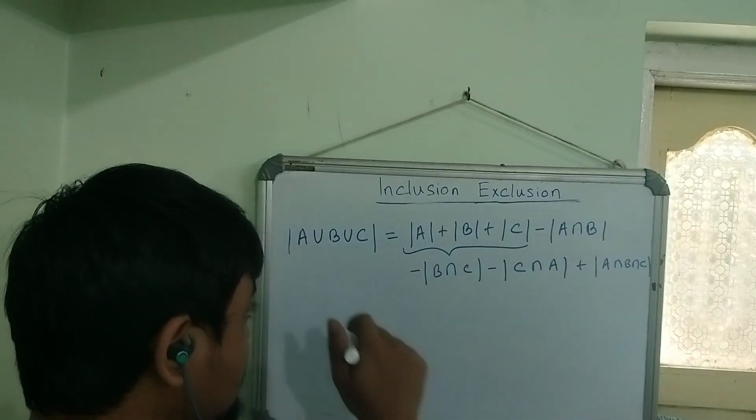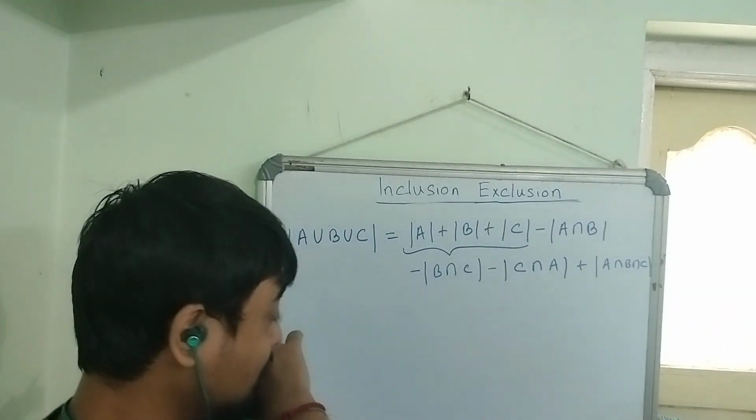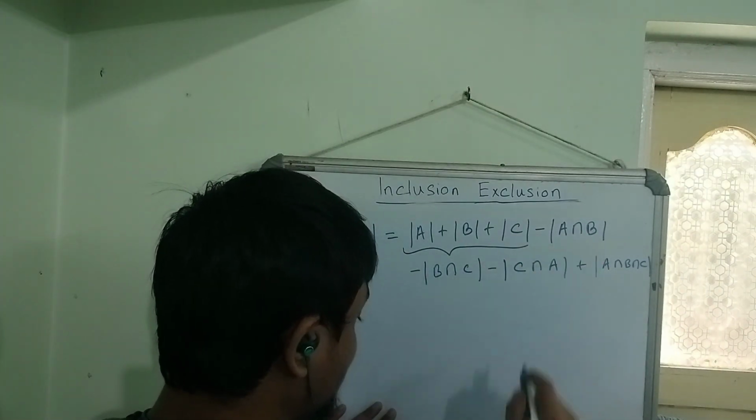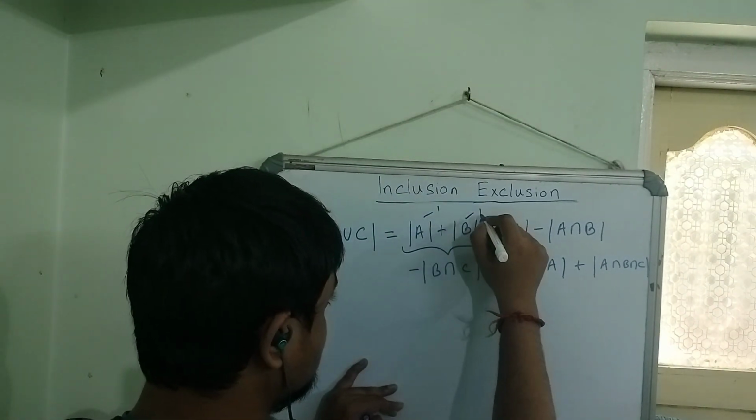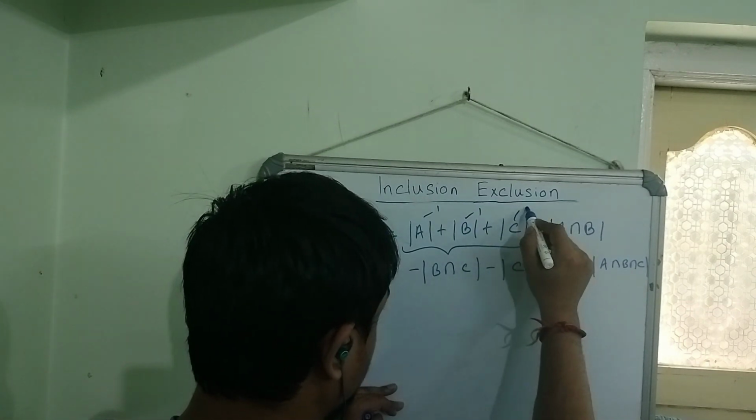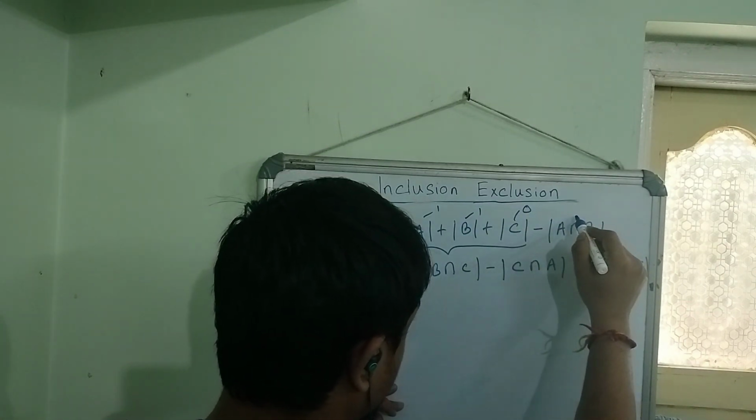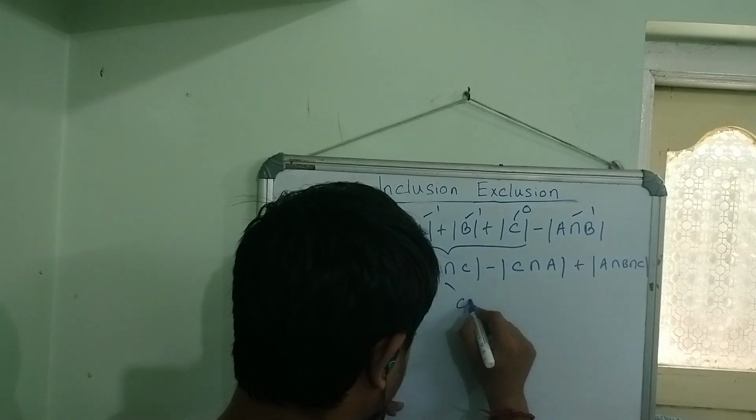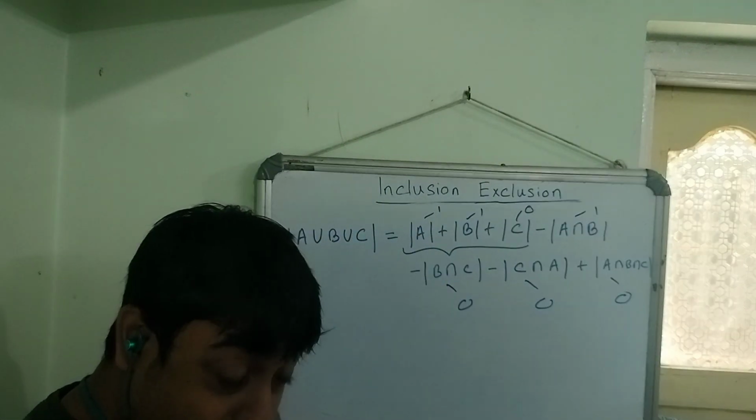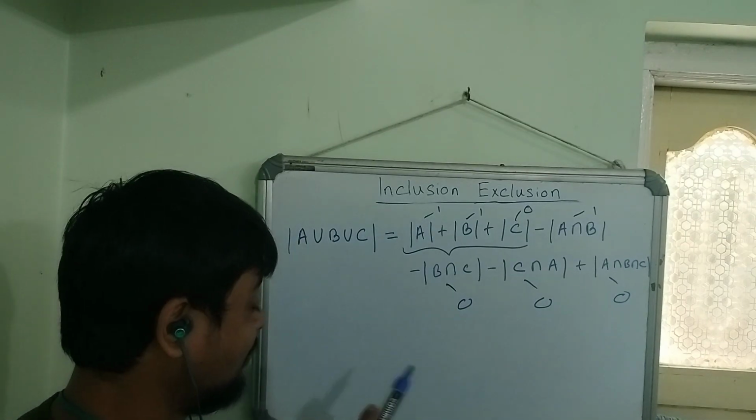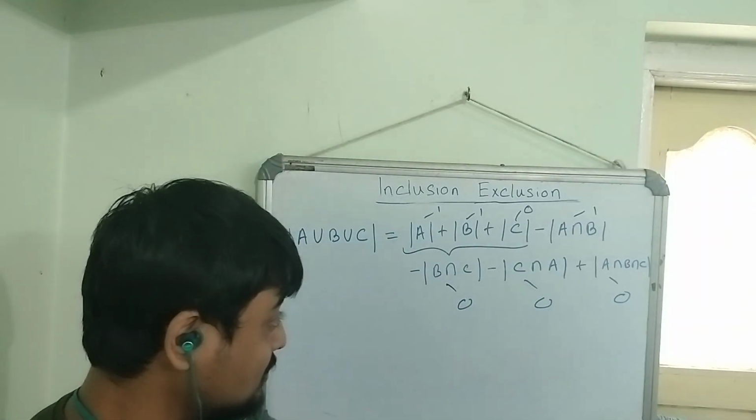Only two of the ABCs, not any other, nowhere else. So elements present only in A and B are counted once here, once here. It is not present here. Okay, it is present here. It is not present here. It is not present here. It is not present here because I am talking about those elements which are present only in A and B and nowhere else. Only A and B.